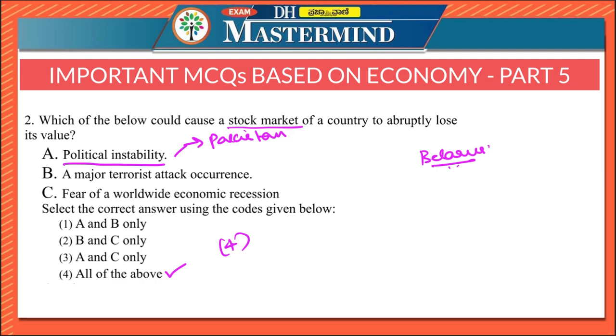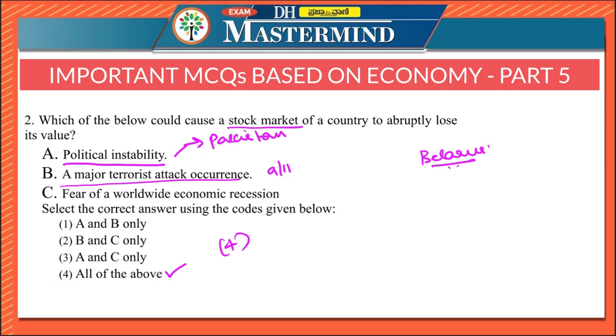The second is a major terrorist attack occurrence. This is very important. If you remember the famous 9/11 attacks or the Twin Tower attacks that occurred in USA. The World Trade Center, the Twin Towers, were attacked by Osama bin Laden. When that thing happened, the stock market of that country abruptly lost its value because there were panic waves all around. So when such things happen, it will have a negative impact on the stock market of the country.